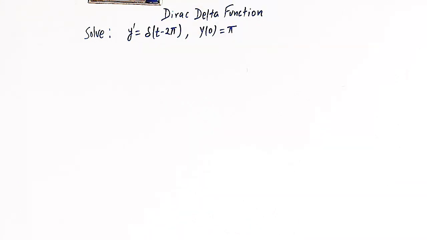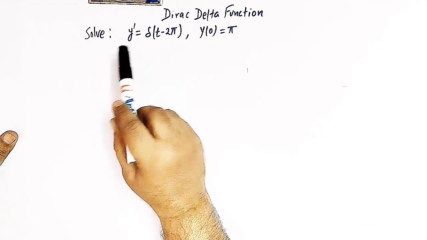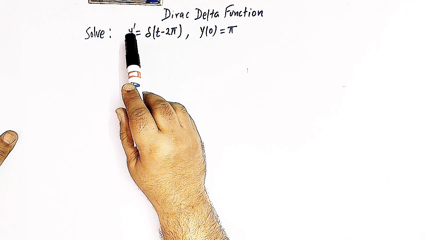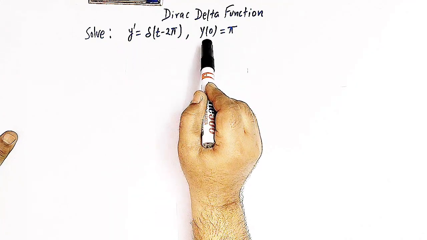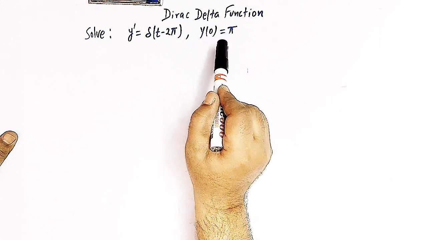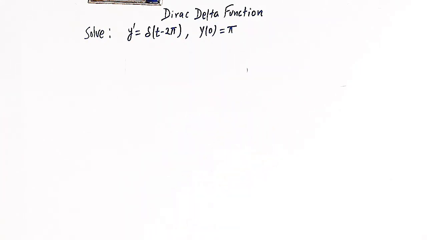Hello viewers, in today's session we are going to discuss another differential equation containing the famous Dirac delta function, right? So here we have to solve this initial value problem in which we are given this differential equation, that is y prime is equal to delta of t minus 2 pi, with the condition y(0) is equal to pi, right?